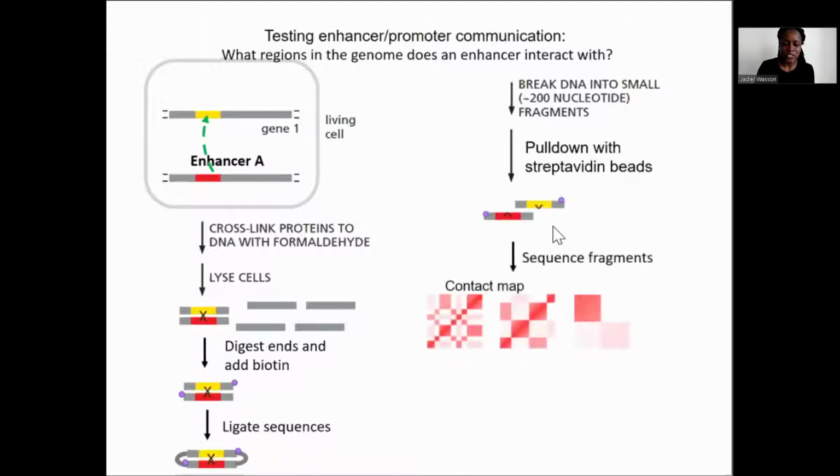And next, what you would do is sequence the fragments in order to generate a contact map. And this contact map will tell you exactly what regions your enhancer associated with in the genome. And you could theoretically form a map that looks like this, or you could infer from this map what the DNA would look like. So say it would look very loopy, like here.